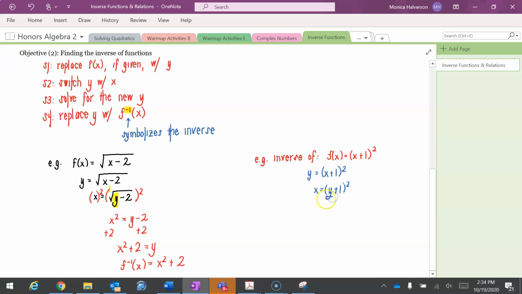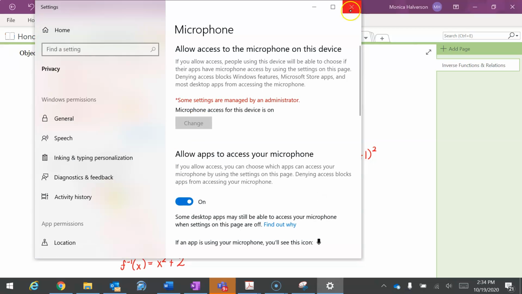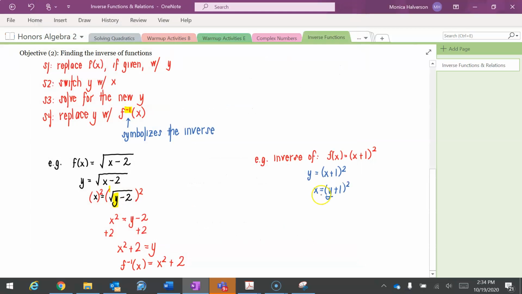By doing that, we need to isolate y now. We need to square both sides. So we get x squared is equal to y plus 1. And then we're going to subtract 1 from both sides. And now we're going to replace y with the inverse notation.